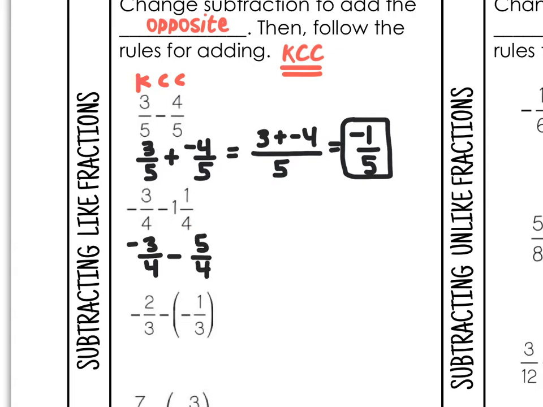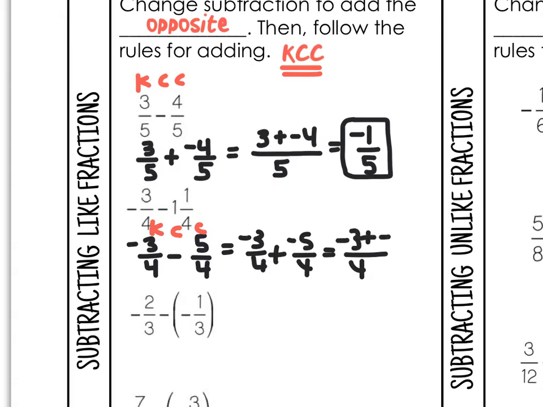Okay, now from here, we're going to do keep, change, change. So we're going to write this as negative 3/4 plus negative 5/4. They have the same denominator, so we can write it all over 4. Negative 3 plus negative 5 is going to equal negative 8/4, and that reduces, 8/4 divides into negative 2. And we box our answer.